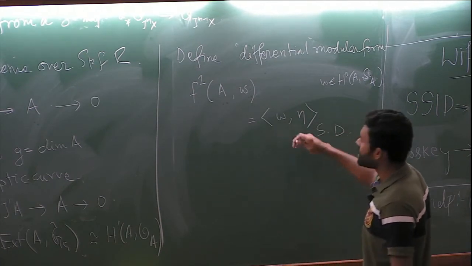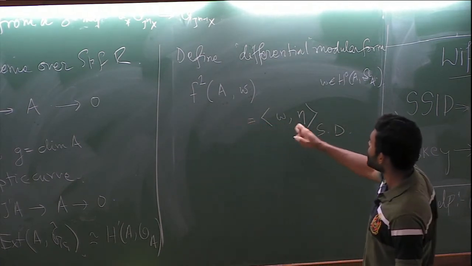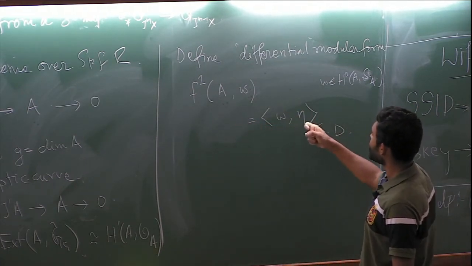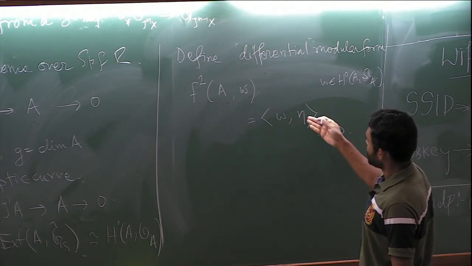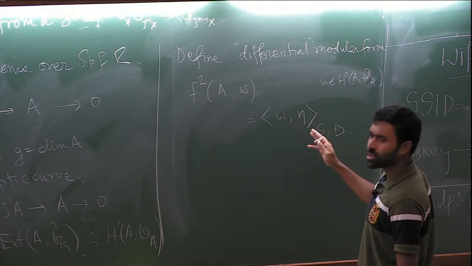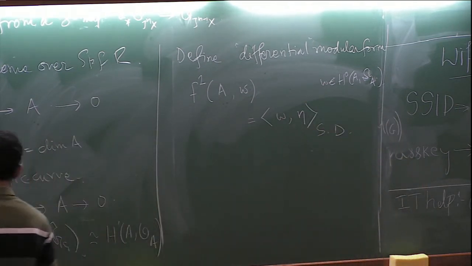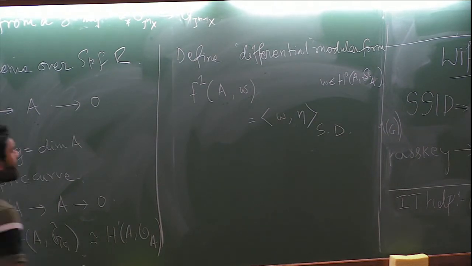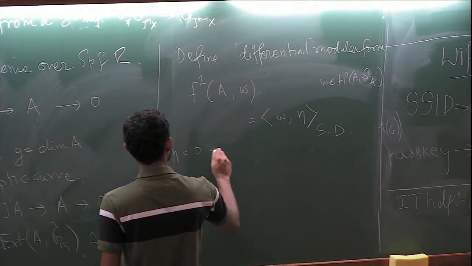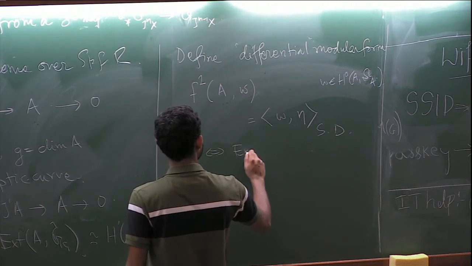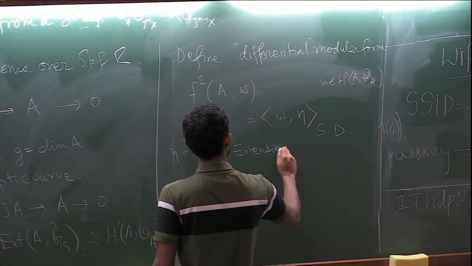What is it actually? So okay, just note that F1 is 0. Well, omega is non-zero. So this can only be 0 when actually eta is non-zero. And when can eta be 0 actually? So this is only when actually this extension is split. So note that eta is 0 if and only if the extension is split.